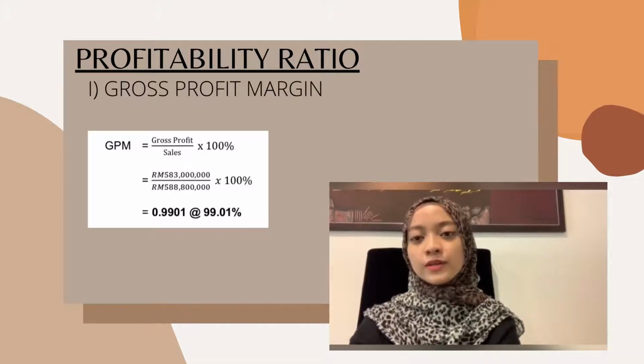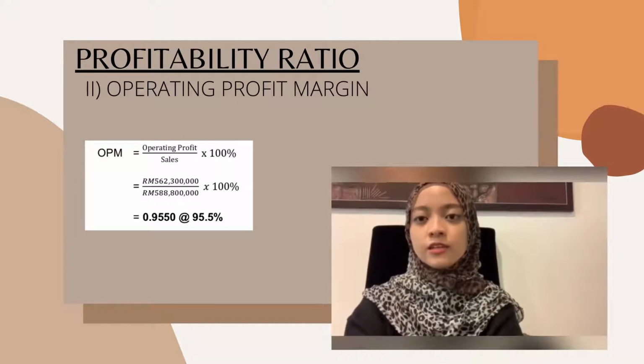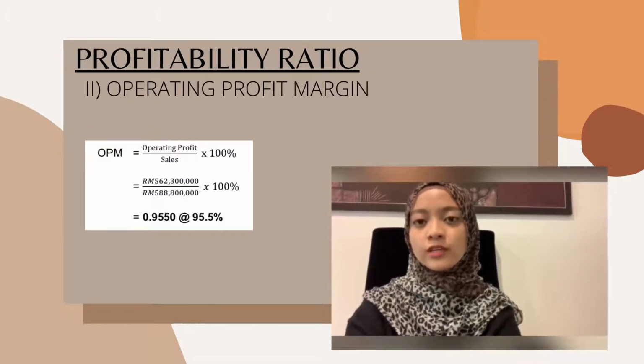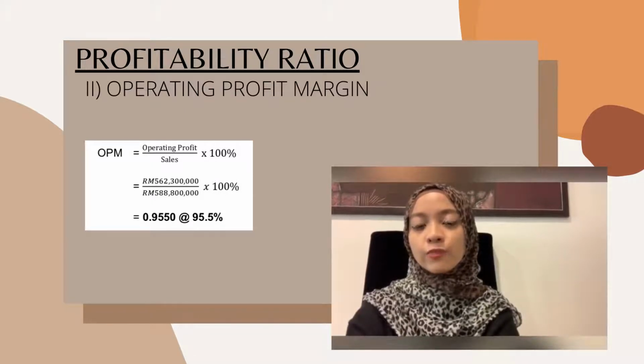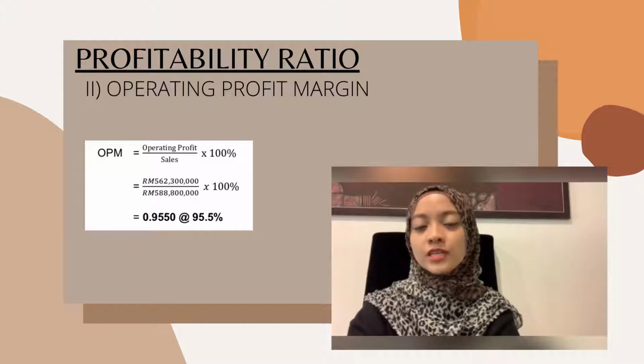This gross profit margin shows that the company has a good performance as compared to the industry average. For operating profit margin, the formula is operating profit divided by sales times 100%, which is 562.3 million divided by 588.8 million times 100%, which is equal to 0.9550 or 95.50%. For comparison, IOI Corporation Berhad's operating profit margin is above the industry average.